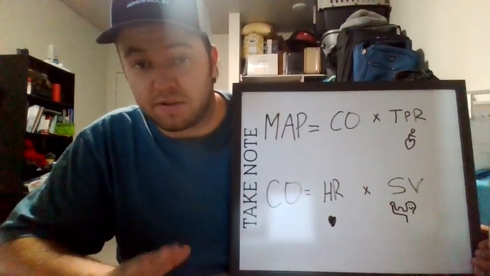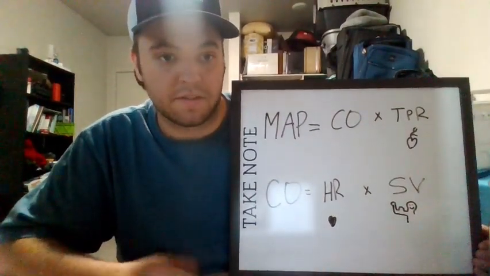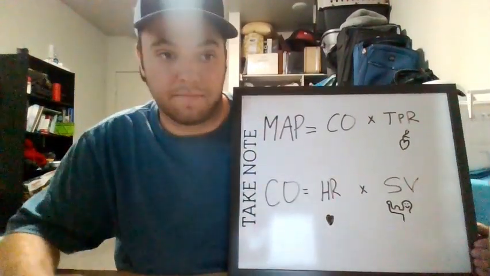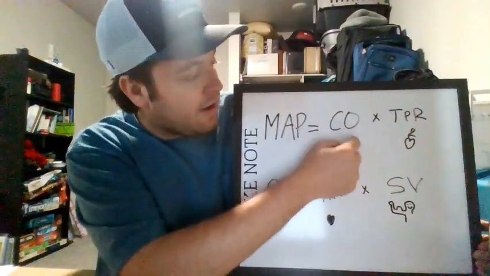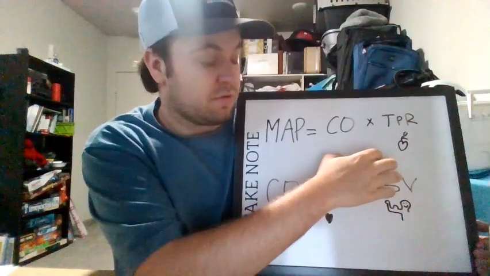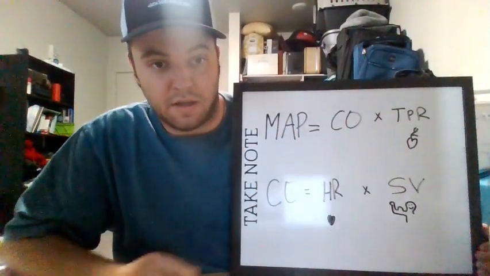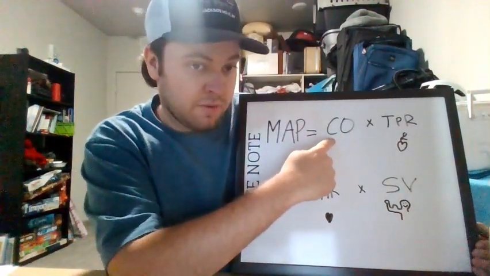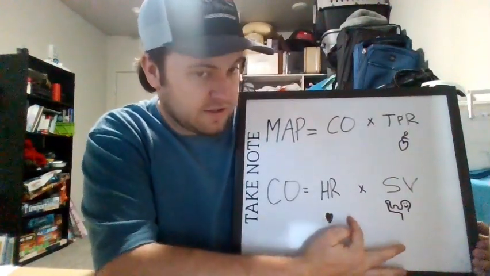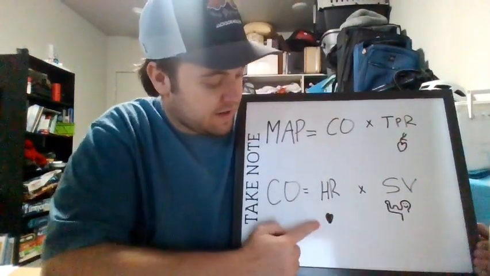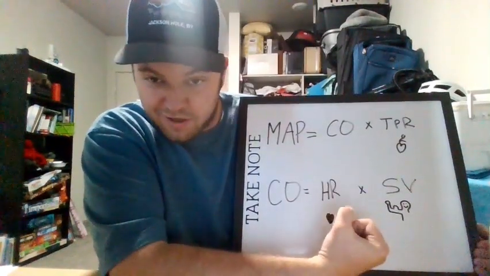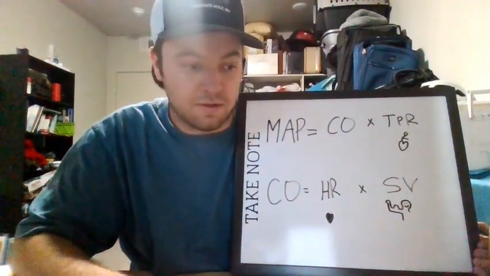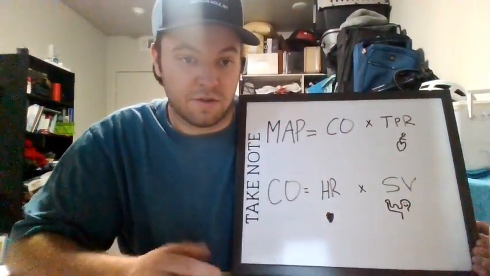All right, so this next section is relatively easy. So let's break down mean arterial pressure, or MAP, up here. MAP equals cardiac output times total peripheral resistance. And cardiac output itself equals heart rate times stroke volume. Right here I have a little heart, right here I have a little guy showing off his muscles. And then up here I have a heart with some veins and arteries.